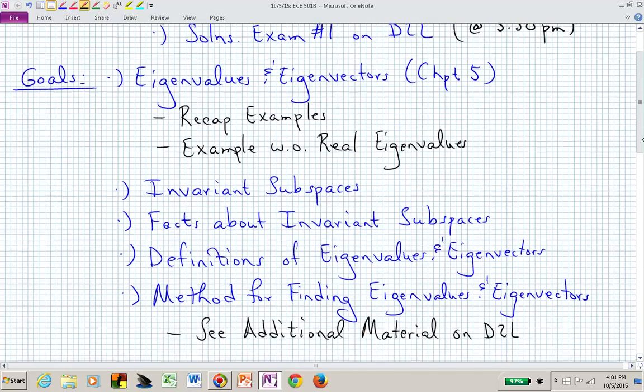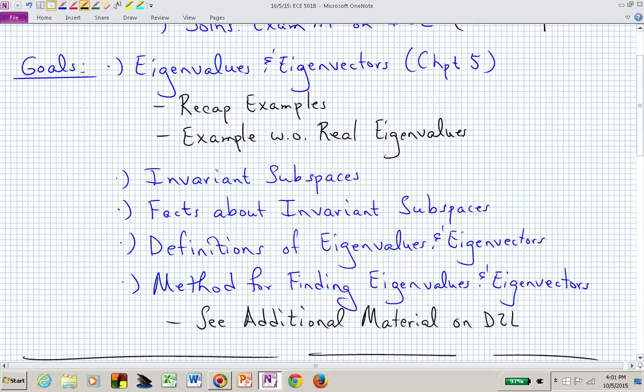And what I want to cover today is pick up where we left off before the exam. I guess that was a week ago with Chapter 5, which is dealing with eigenvalues and eigenvectors. We'll recap the 3 examples that we began with, which just illustrated these concepts of eigenvalues and eigenvectors. We will look at a particular matrix that doesn't have real eigenvalues and what that means. Then we'll spend some time talking about invariant subspaces.